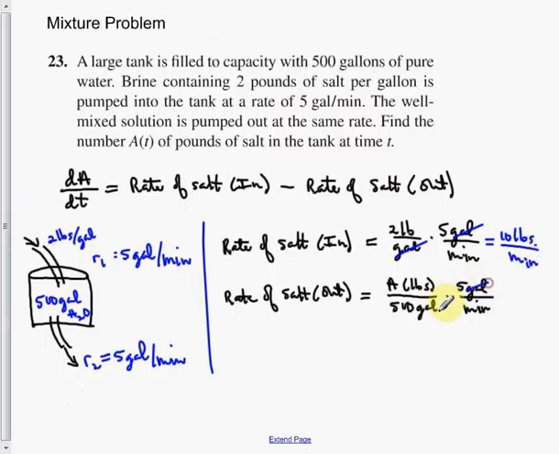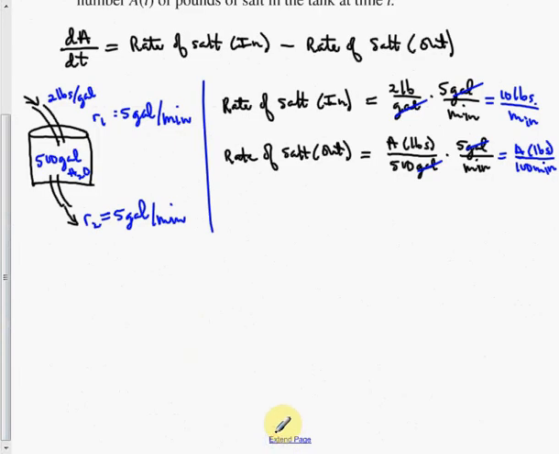So here, the gallons cancel, and we have that 5 divided by 500 is going to be 100 downstairs. So this is A, which is in pounds, divided by here 100 minutes. So we can write that in that differential equation.